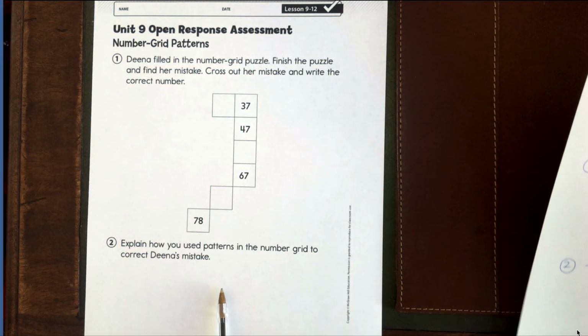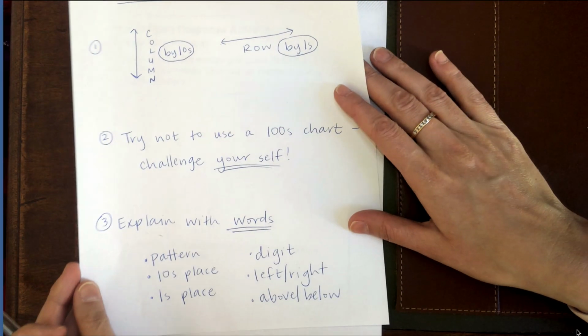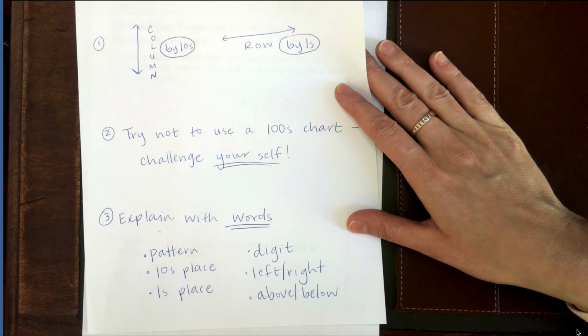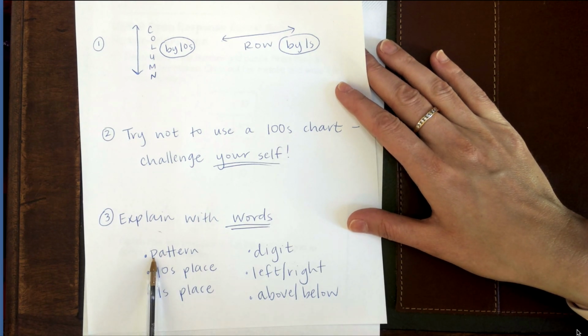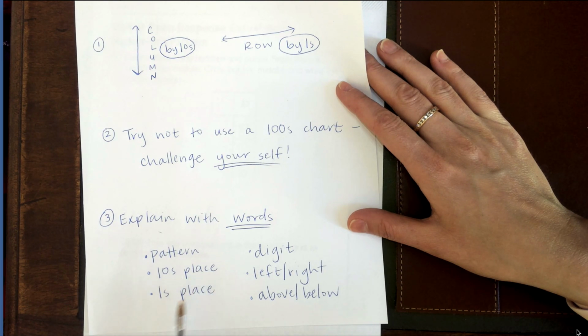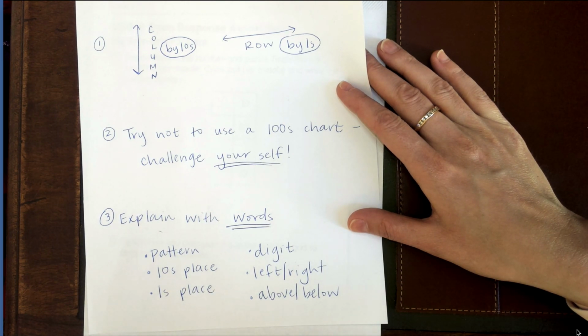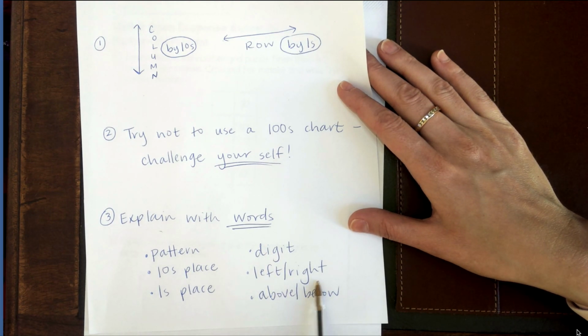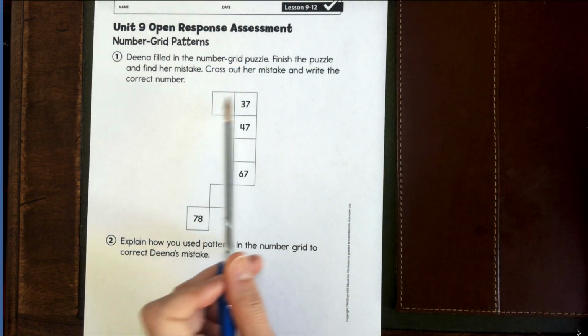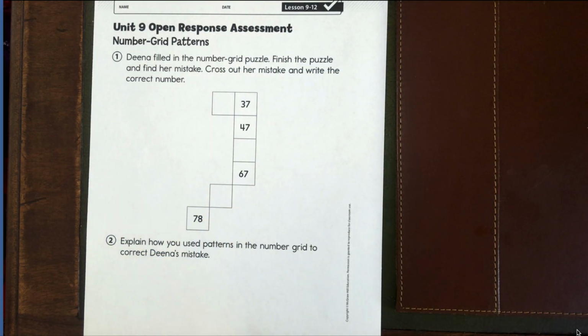Then, at this bottom section, when you do some explaining, we want to see words. You might use words like the pattern that you notice. You might talk about what digits are in the tens place and ones place when you caught Deena's mistake. You might talk about certain digits. You might notice what's left and right or above and below something else that's in this number grid puzzle.